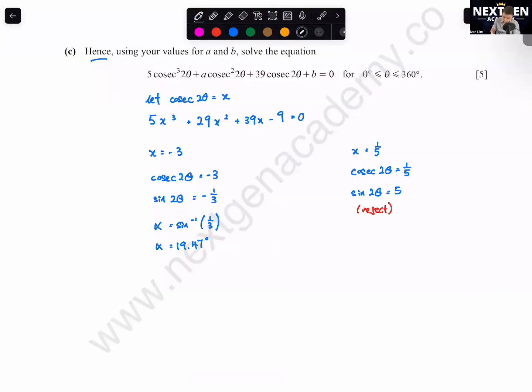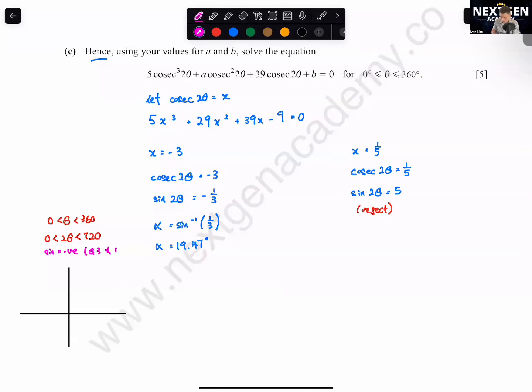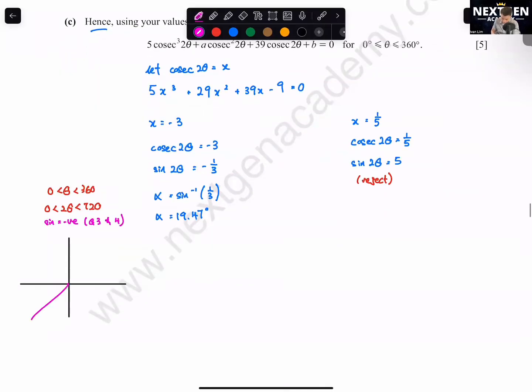Now that I got my base angle already, I've got to do the ASTC. Okay, so let's draw ASTC at the side here. For ASTC, my angle originally was 0 to 360 degrees. Now I want 2 theta. That means I want to consider from 0 to 720 degrees. Sine is negative. So which quadrant is this? Sine negative, so quadrant 3 and 4. Okay, so I draw here. Quadrant 3, quadrant 4. My alpha here, my alpha here.